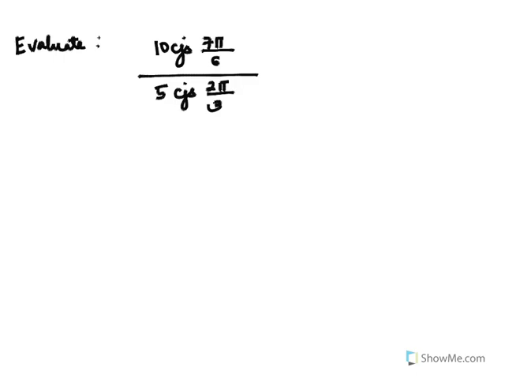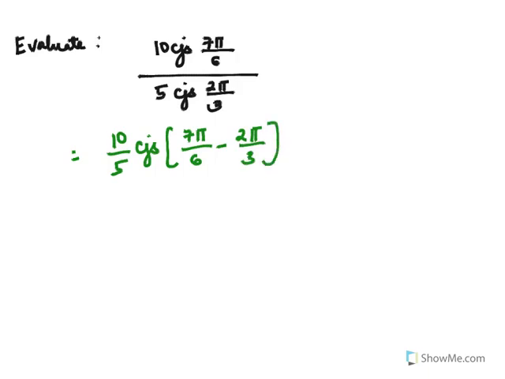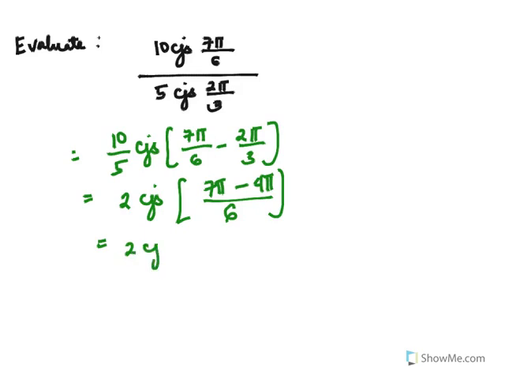If you want to divide 10 CJS 7 pi over 6 over 5 CJS 2 pi over 3, what we do is we divide the moduli, 10 over 5, and then CJS, subtract the argument, 7 pi over 6 minus 2 pi over 3. So that is 2 CJS. So this is 6, LCD is 6. 6 over 6, 1 times 7 pi, minus 6 over 3 is 2 times 2 pi, that's 4 pi, or that's 2 CJS 3 pi over 6, or that's 2 CJS pi over 2.